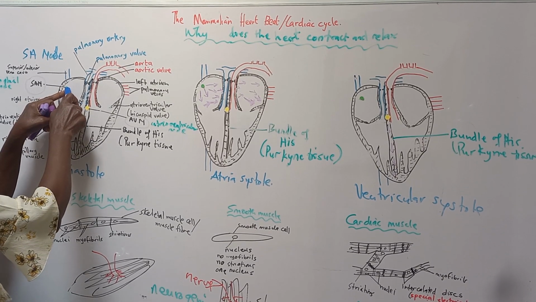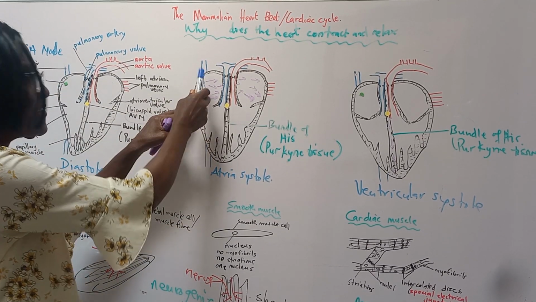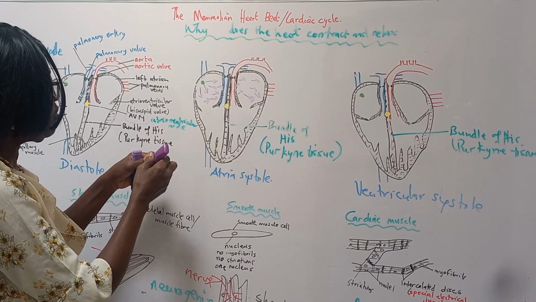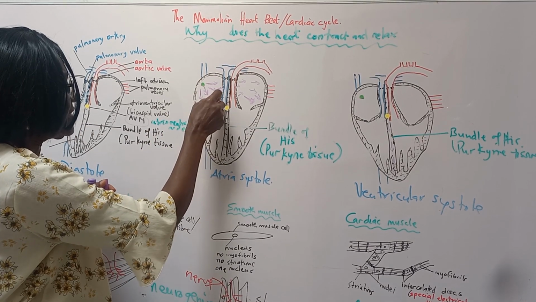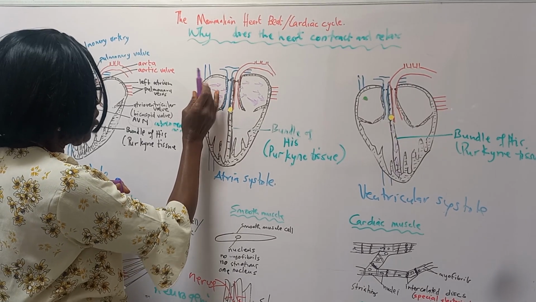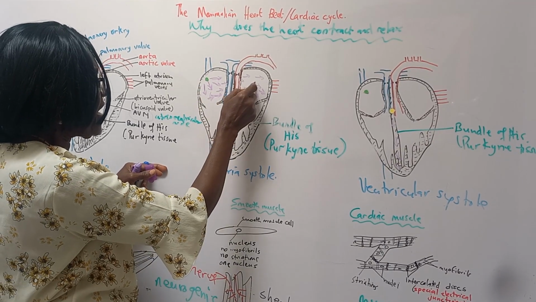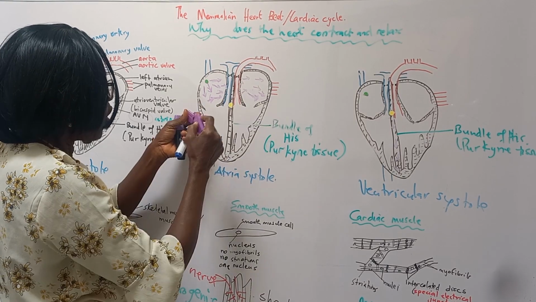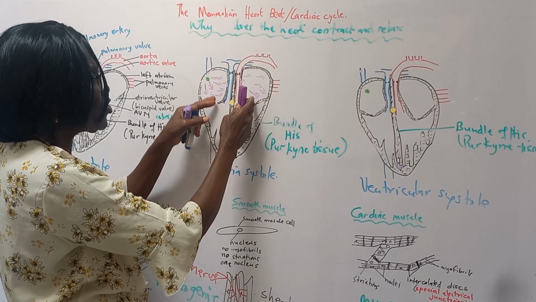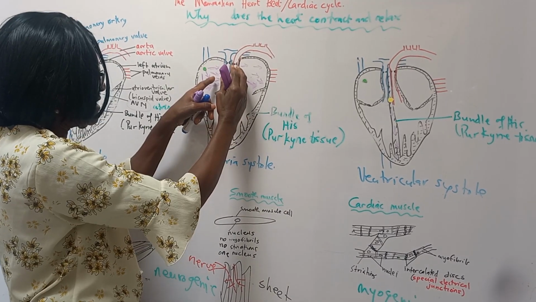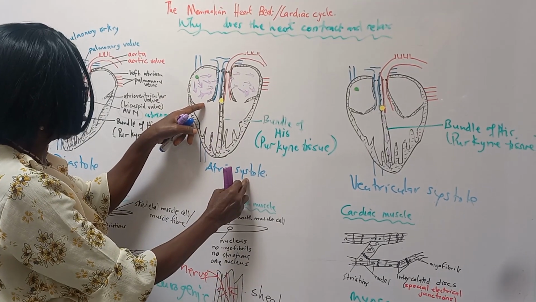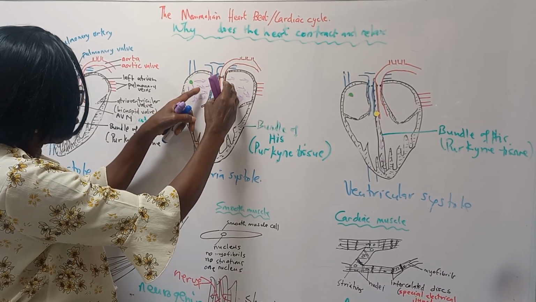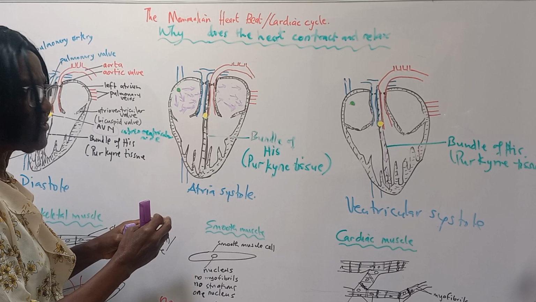Then this sinoatrial node contracts, and when it contracts, it sends out electrical waves. These electrical waves flow from the sinoatrial node into the atria, the right atrium and the left atrium, causing the atria to contract. Both contract, and that is the atrial systole, and blood is pushed from the atria into the ventricles.